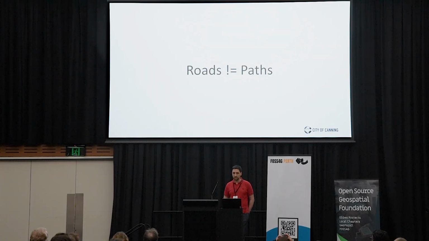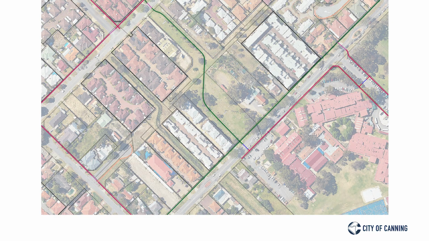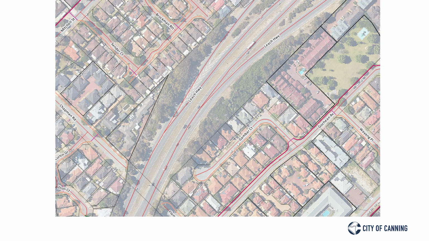But I quickly realized that roads don't really equal paths. Because you see, paths go through parks and pedestrian access ways, which means they can actually have a different catchment. And on the flip side, you've got roads like this, where I don't think you can walk. And so I quickly realized I needed the footpath data in order to do this really accurately.